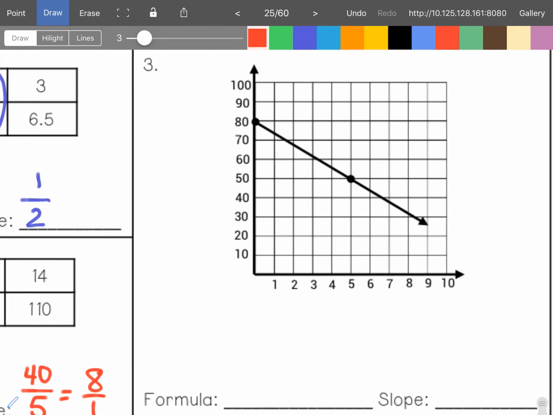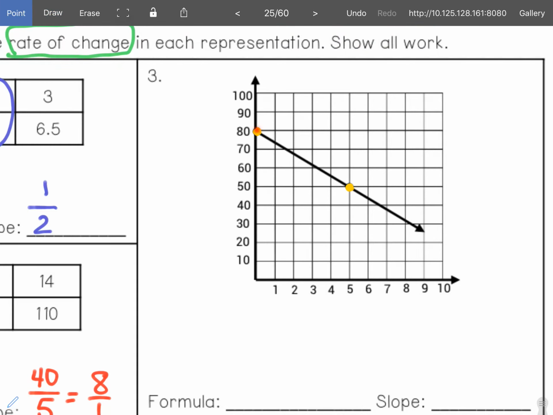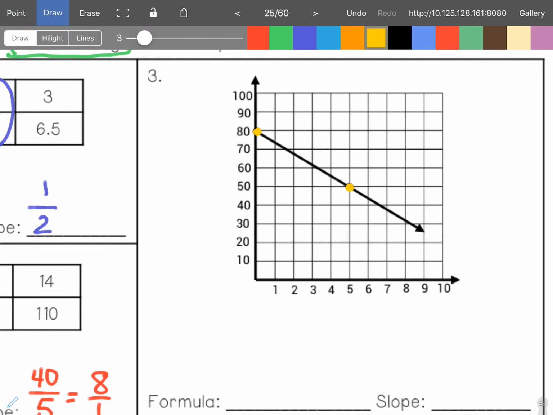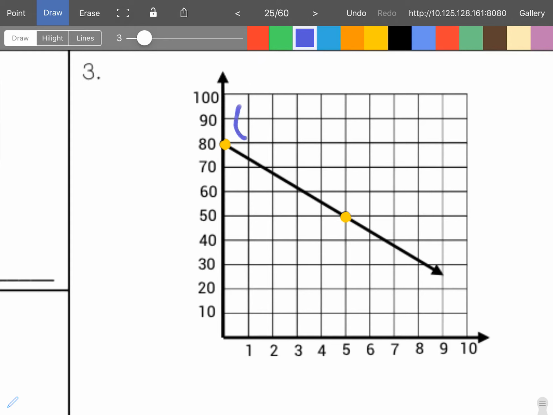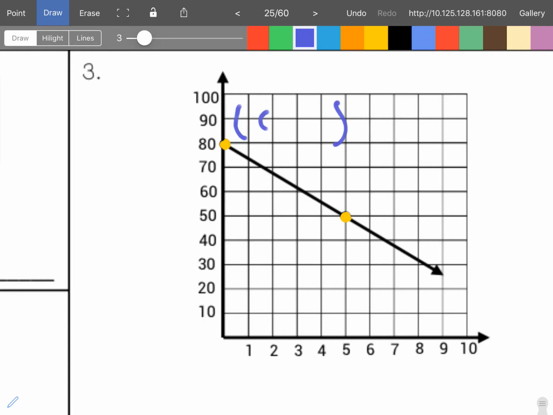All right, let's look at this example. So here we have a line, and you can see that we have 2 ordered pairs here. Now, if we had been given this in a previous lesson, we would have just drawn our triangle like this, and we would have counted our rise and our run, and we'd have our fraction. But since this lesson is focusing on the formula for slope, let's write what our ordered pair would be for this first dot. So we're at 0, and we don't move right or left, but then we go up 80. So that ordered pair is 0, 80.